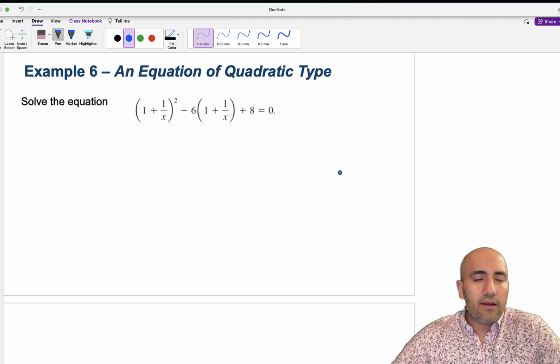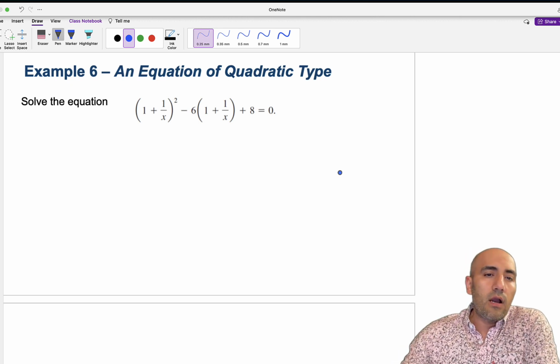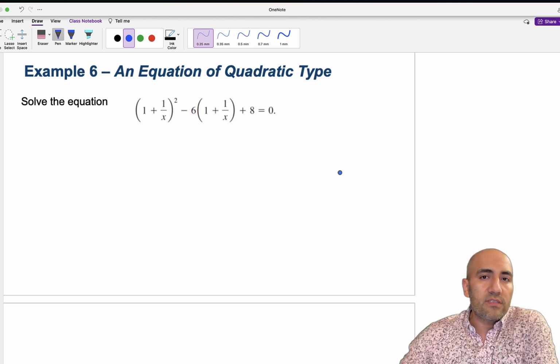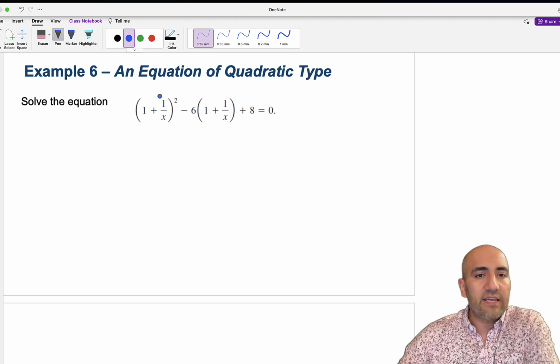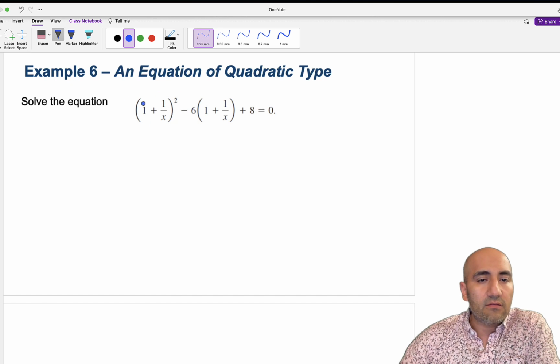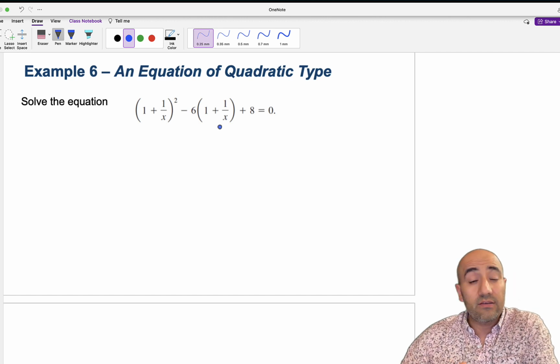Okay, now let's tackle a question like this one. Solve this equation: (1 plus 1 over x) squared minus 6 times (1 plus 1 over x) plus 8 equals 0. So my first temptation, I would say, is to maybe FOIL this out, right? And then if you FOIL it all out and then distribute this 6 and then you combine like terms, and then you cross your fingers that something cool happens.